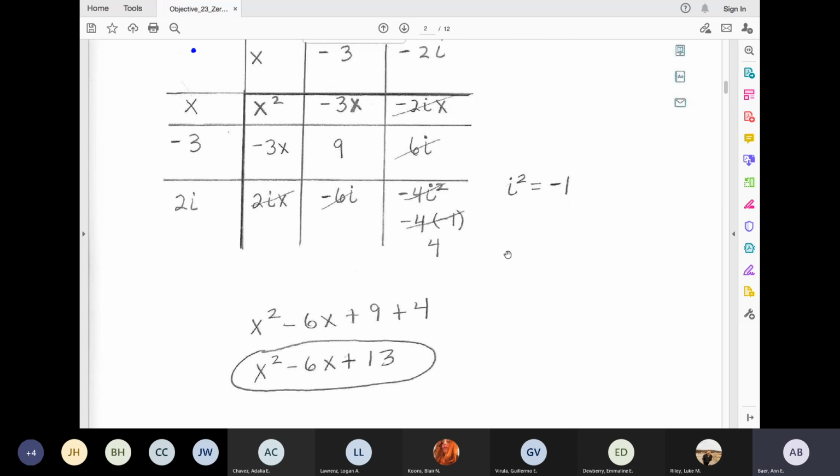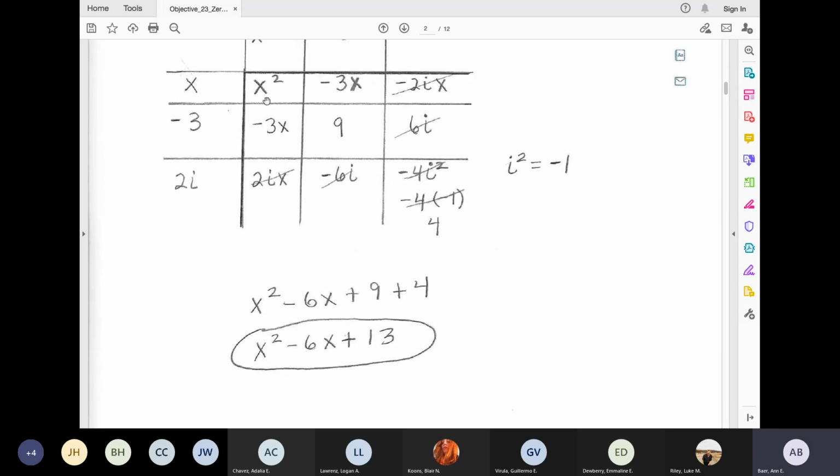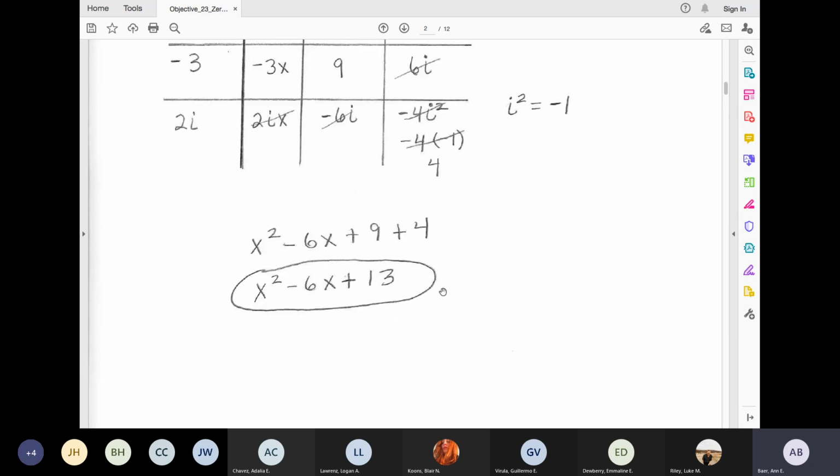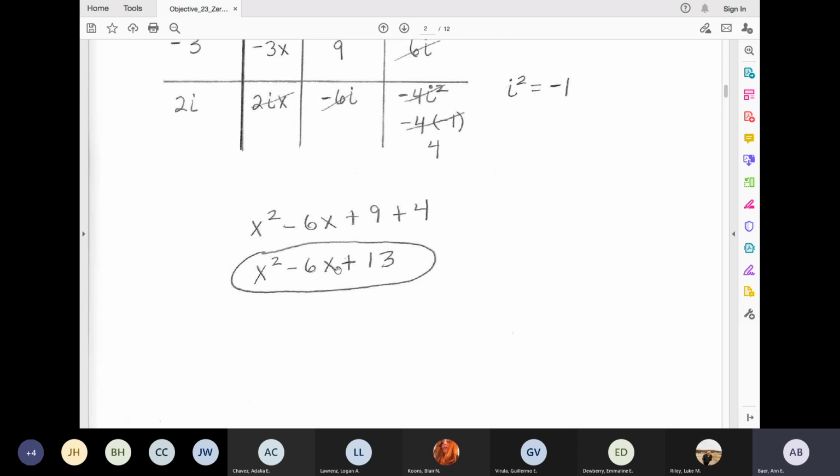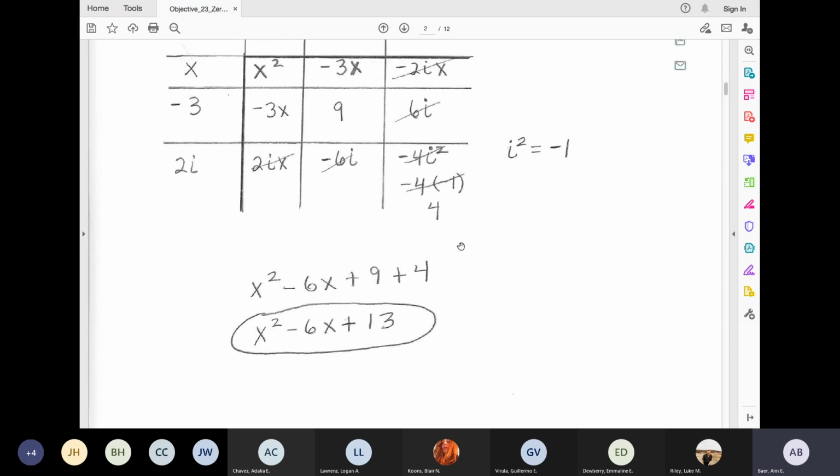So now let's see what we can do. I copy down this x squared. -3x, there's a -3x here. That's a total of -6x. I copied that down here. And then the 9 from here, and then this +4 from here. So this was a +9 +4. X squared minus 6x plus 9 plus 4 is 13. That's the answer. X squared minus 6x plus 13.